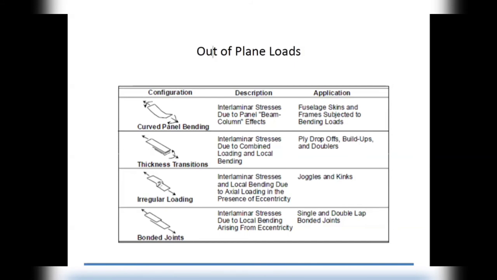Irregular loading is another example where you could have interlaminar stresses that could be detrimental and could cause delamination. That could be situations where there's a presence of eccentricity, and that can happen if your design happens to have a joggle or a kink.